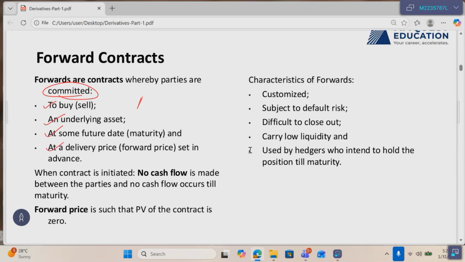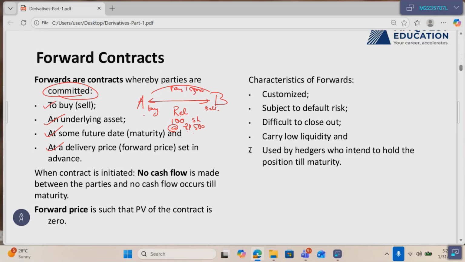So let's say A and B come together. A will say, I want to buy. B will say, fine, I will sell. What? Let's say Reliance, 100 shares at 1500. So A is telling, I will buy Reliance shares, 100 at 1500. B will say, I'm selling you Reliance shares at 1500. So A will have to pay how much? 1,50,000, and B will have to sell Reliance shares.